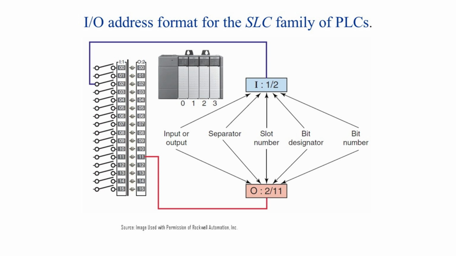I:1/2. The first letter, I or O, tells us whether it's an input or an output. The number after the colon is the slot number, which refers to the module's physical position in the rack. And the number after the slash is the bit number or the specific terminal on that module. So for example, I:1/2 means input module in slot 1, terminal 2. O:2/11 means output module in slot 2, terminal 11.